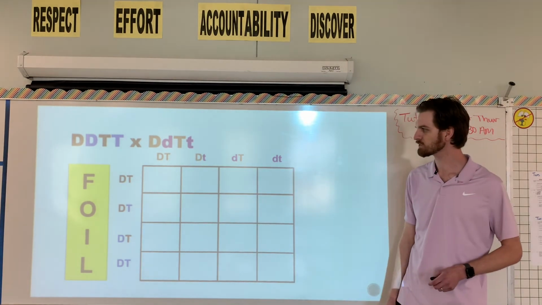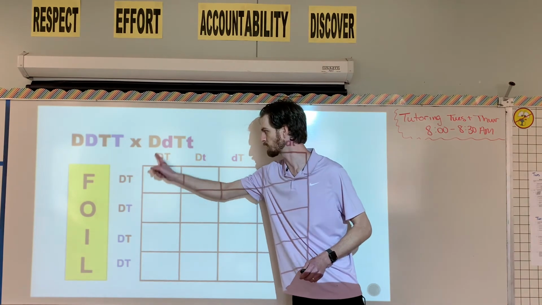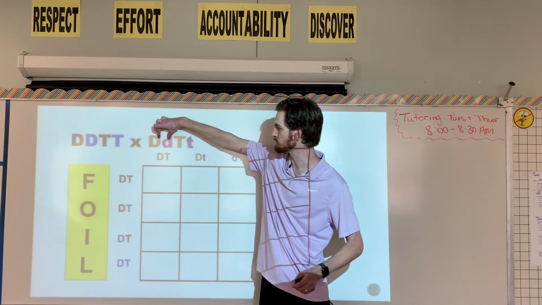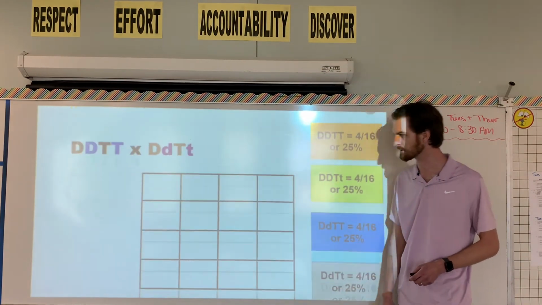Boom. All right, now you cross them up like you normally would, right? You put all the D's in here, you got 2 D's and 2 T's in all of these boxes, right? Because these started off with 2 D's and 2 T's. So kind of plug them in. So here we go.